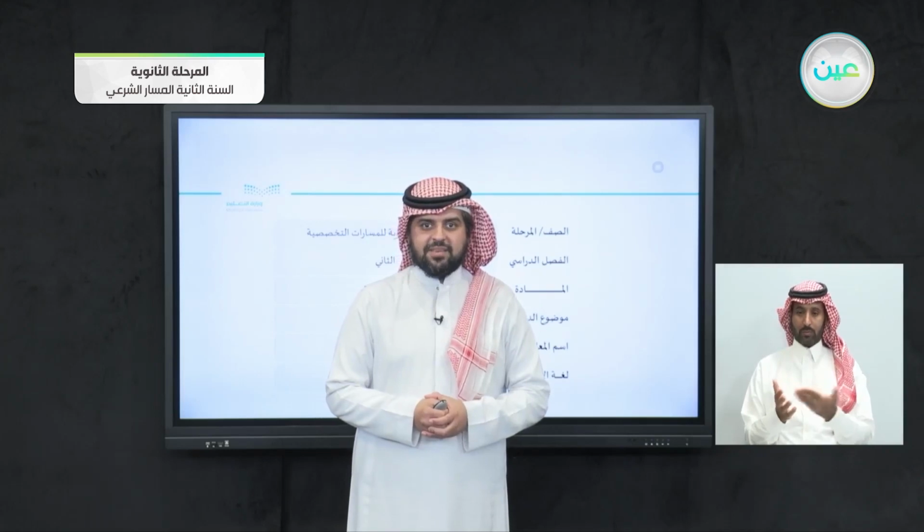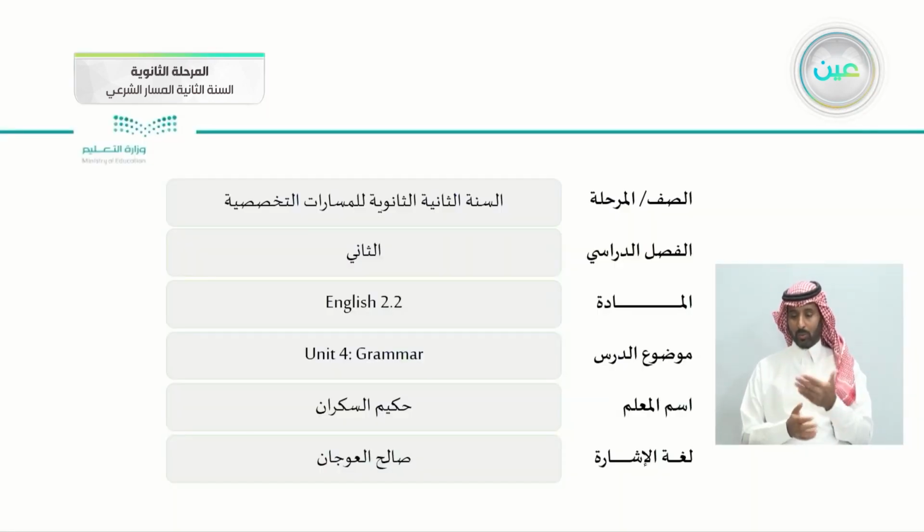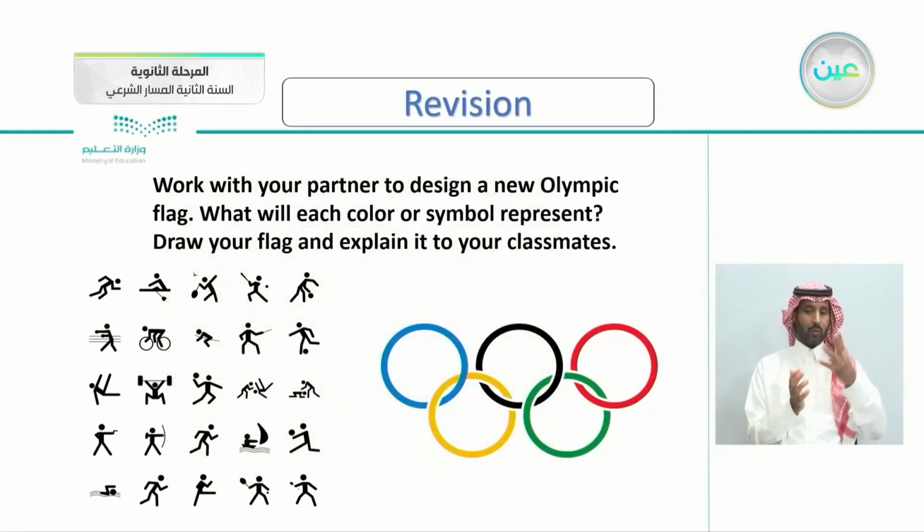I hope that you're happy and healthy and ready for today's lesson, which is Unit 4 Grammar. So you have to pay attention today. Unit 4 Grammar. If you remember our previous lesson, the pair work, I asked you with your partner to design a new Olympic flag. What will each color or symbol represent? Draw your flag and explain it to your classmates.